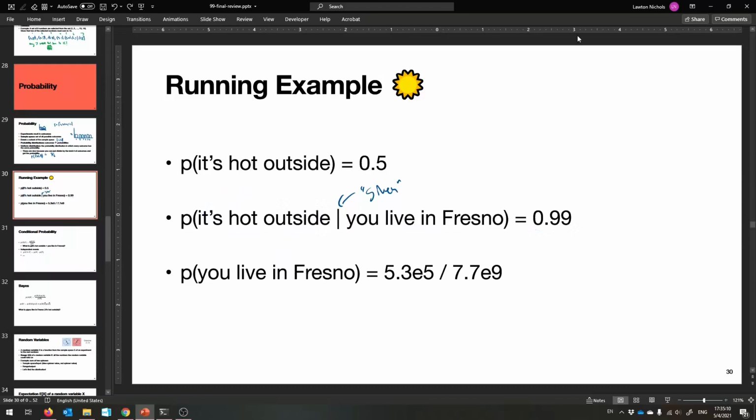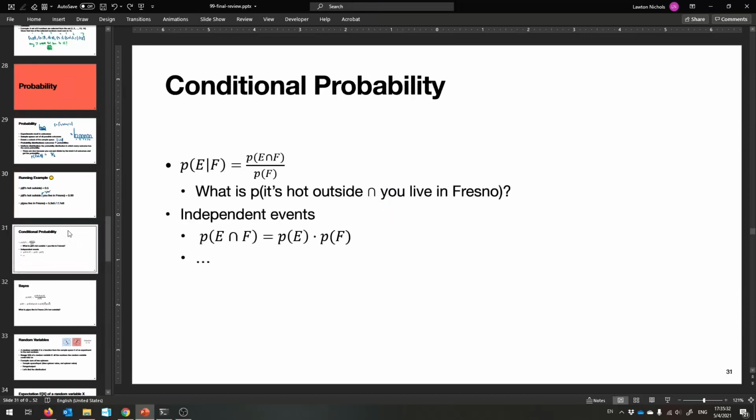And then the probability that you live in Fresno: let's assume that it's a uniform distribution of where you are in the world, where you're born as a human. So there are 7.7 billion people in the world, and 530-ish thousand people in Fresno. So that's your probability that you live in Fresno. All right, so that's our example. Let's use that to learn some cool stuff.